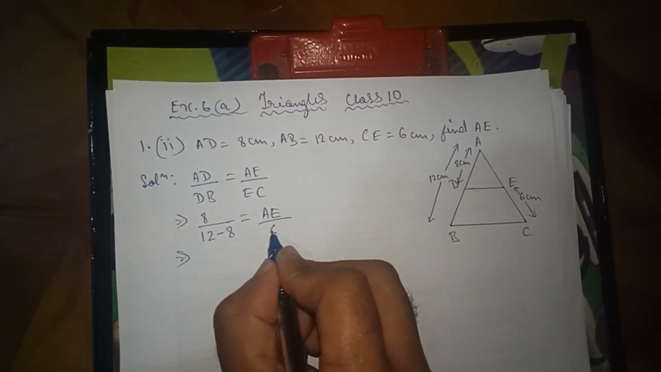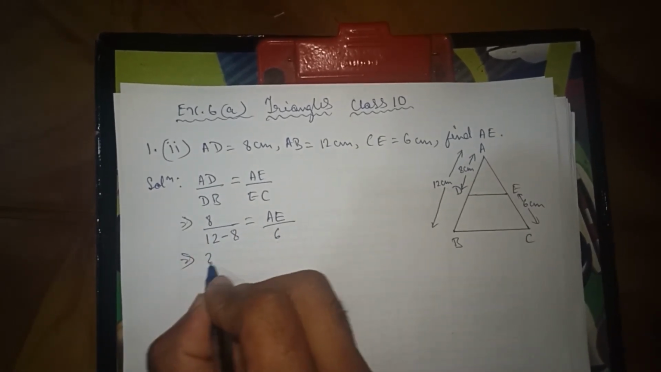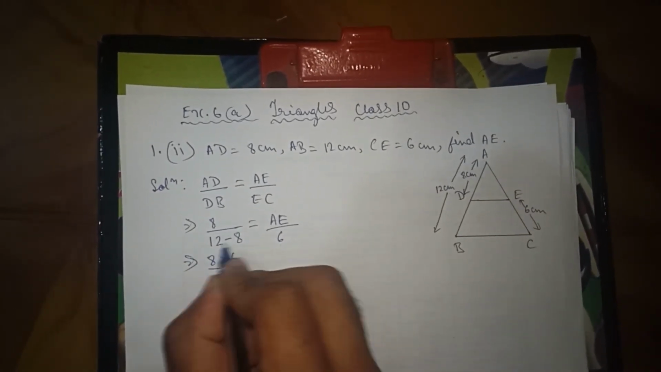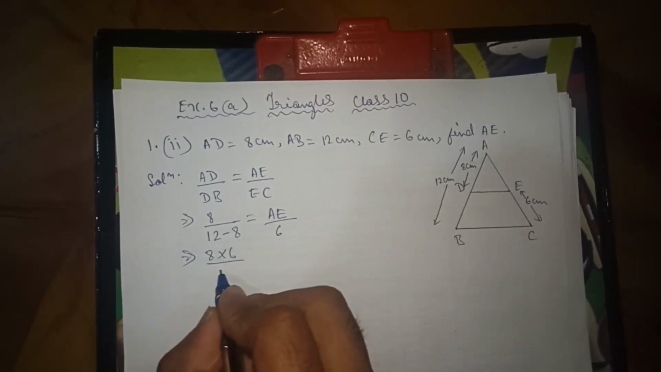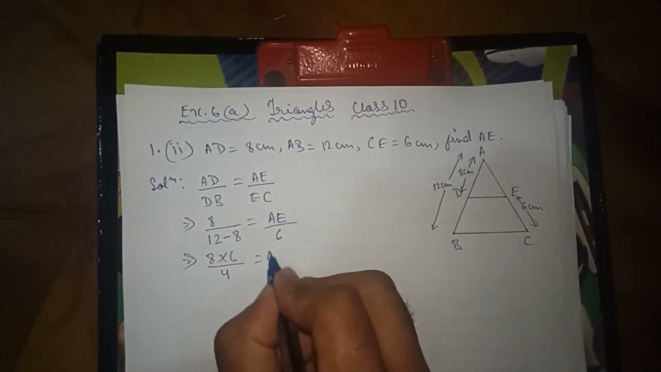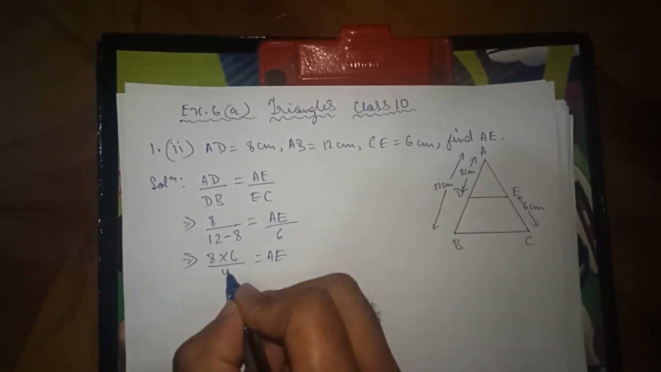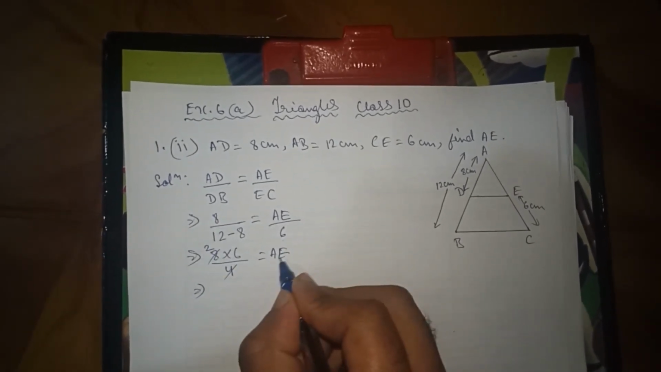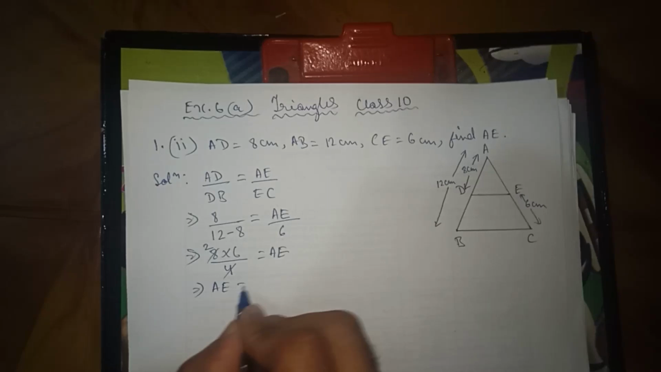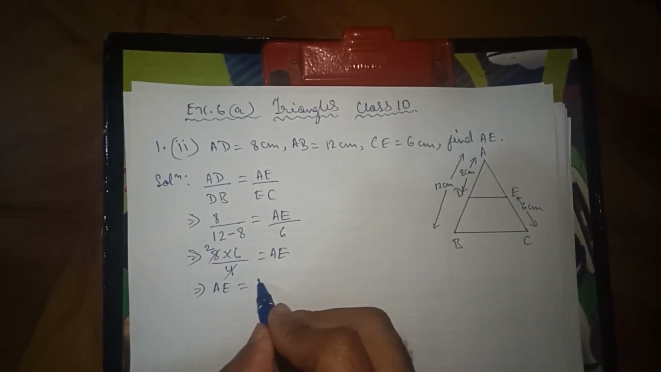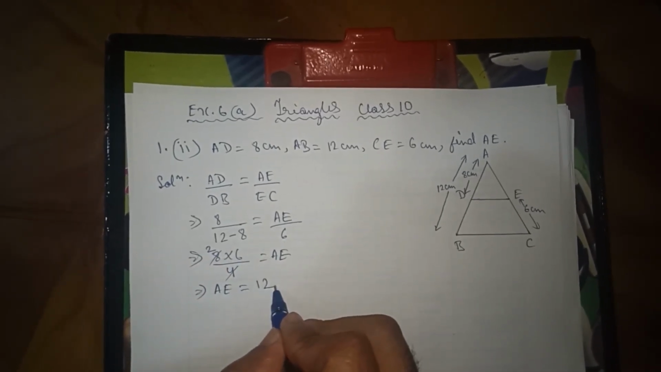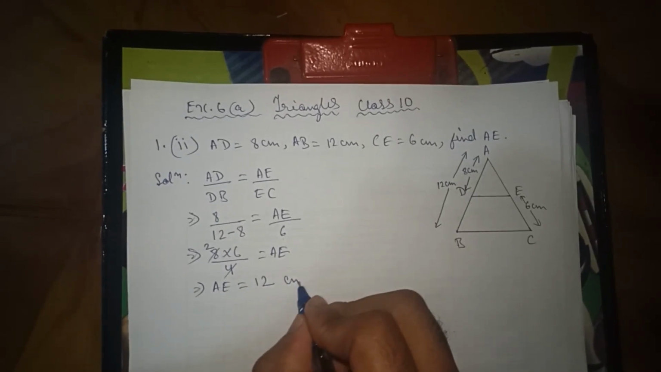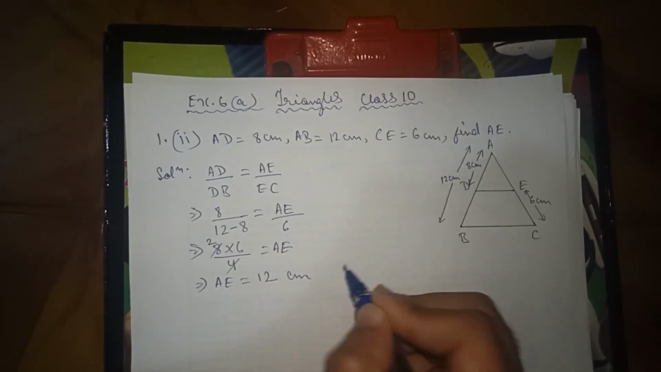Then cross multiply. 8 into 6 divided by 12 minus 8, which is 4. So this is equal to AE. Then 4 into 8 is 2 times, and this implies AE is equal to 2 into 6, which is 12. So AE is equal to 12 centimeter.